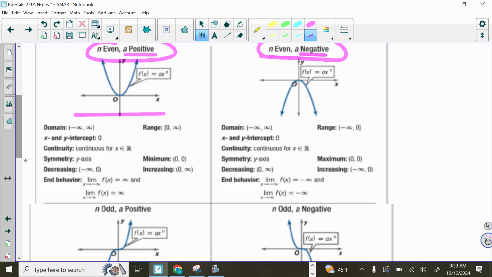Okay, so if you look at these, just going through and checking out some of the stuff they have. The domain, that's your x values, those are all real numbers. The range here is 0 to infinity because it doesn't go below the x-axis. Here, it's negative infinity to 0 because it doesn't go above the x-axis. You've got an x-intercept at 0 on both of them. The continuity, it's continuous the whole way through, so continuous for all real numbers. Symmetry, they both have y-axis symmetry.